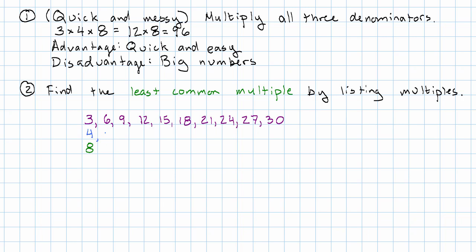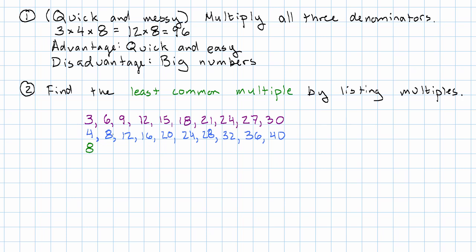So 4, 8, 12, 16, 20, 24, 28, 32, 36, 40. And now with this last number, I'm just going to check and see if I've found a common multiple. That is, if I've found a number that appears on both lists.